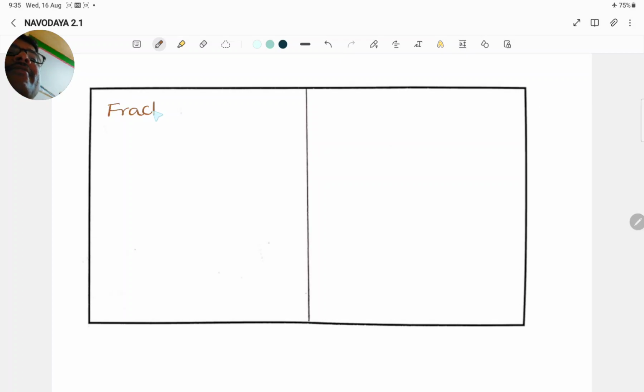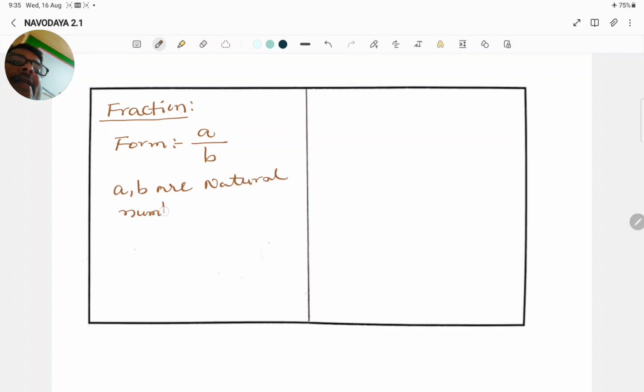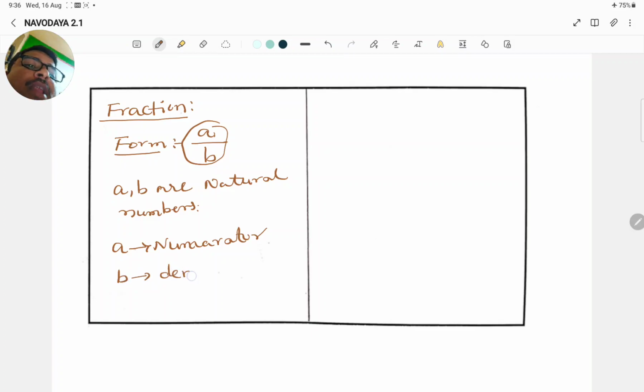The form of the fraction is a divided by b, where a and b are natural numbers. Here a is nothing but the numerator, and b is known as the denominator.